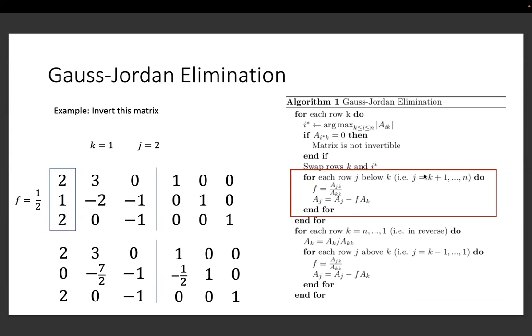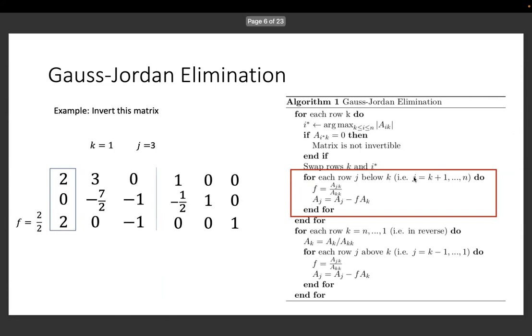So we have another row here, for example the third row, and for j equal to 3 we also need to compute the scale factor here, which is equal to a 3 1, which is 2, and then divided by a k k, which is equal to a 1 1, and a 1 1 is 2. Then f is equal to 2 divided by 2.